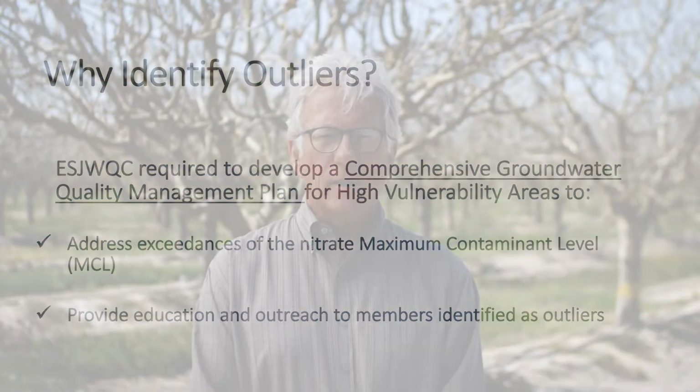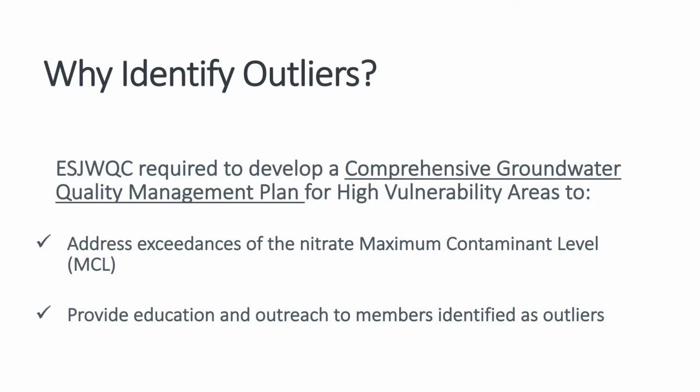And in that plan, we have to indicate how we are going to make changes to nitrogen applications over a broad area if in fact there are excess applications being made onto these parcels. So in our comprehensive groundwater quality management plan, we have a responsibility for parcels in the high vulnerability areas to identify these parcels that may have excess nitrogen applications.